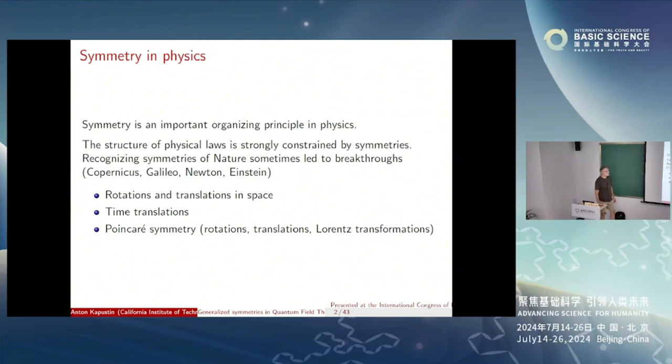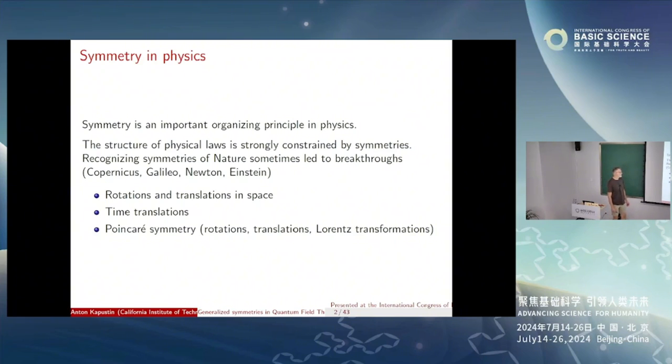Symmetry is an important organizing principle in physics. It was first recognized, probably in the 19th century, and not by physicists, but by crystallographers. They were the first to apply group theory to physics, even before the notion of a group had been defined. But more recently, people like Einstein recognized some important new symmetry of nature, and that has often led to breakthroughs.